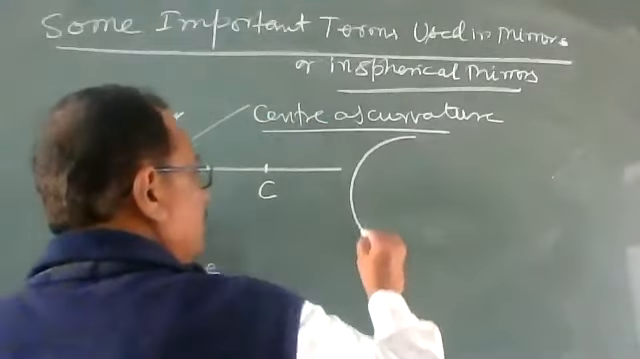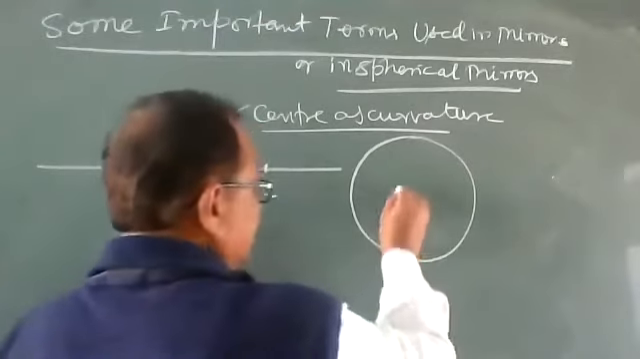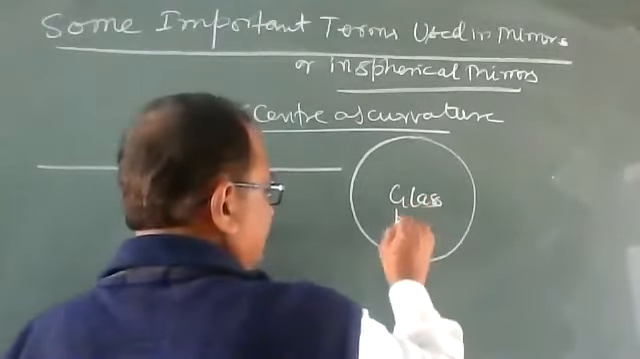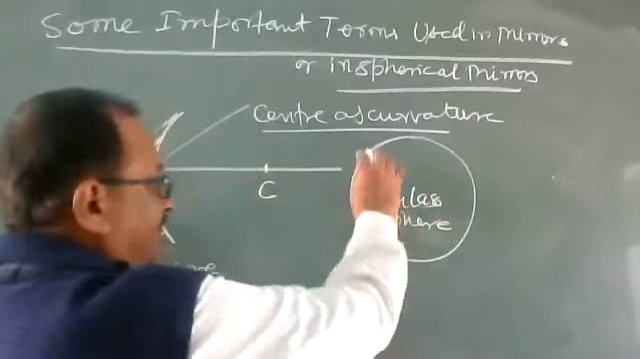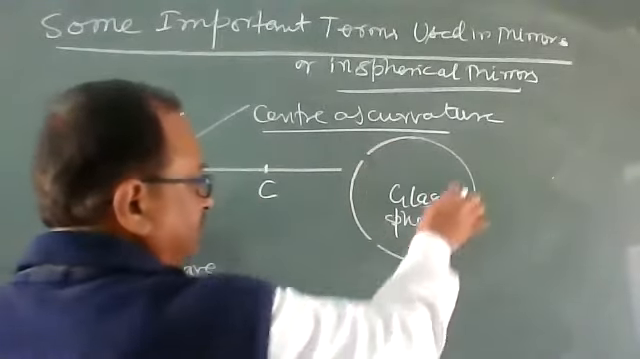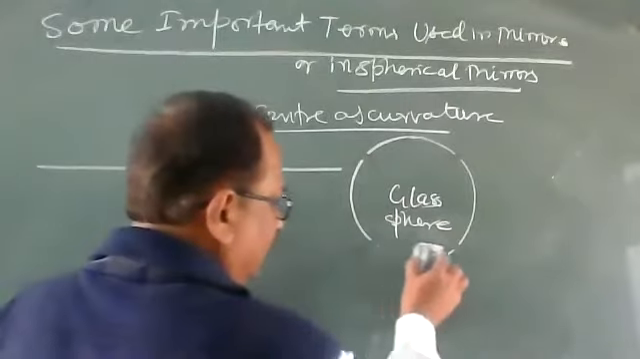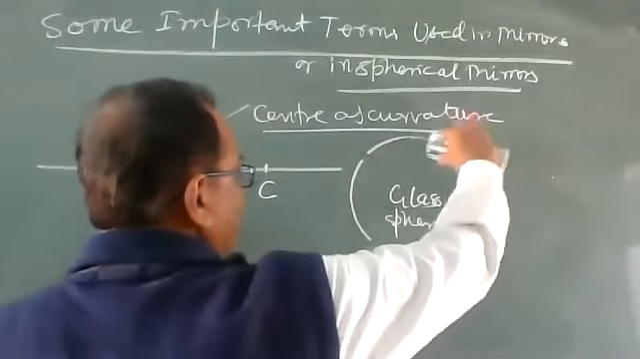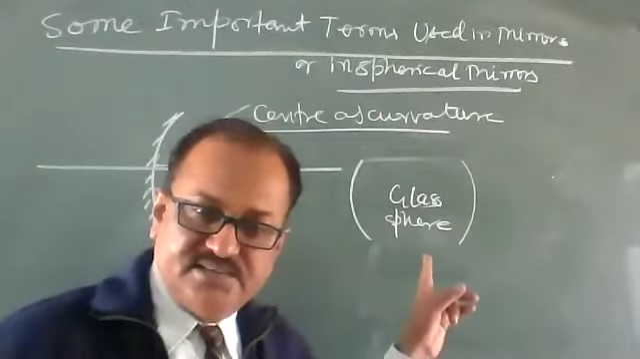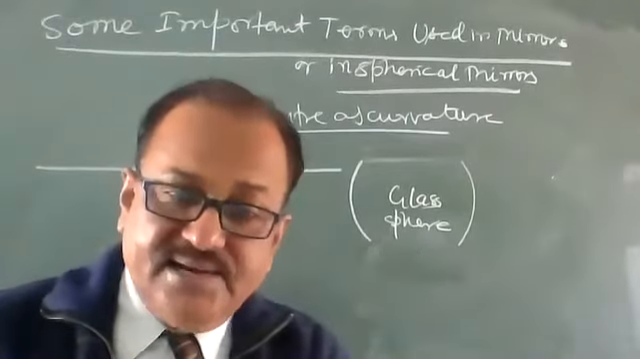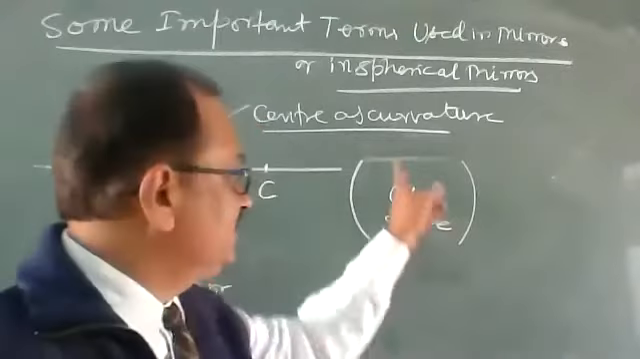If I draw a glass sphere, this is a glass sphere. And if we cut down from this portion and this portion and this portion, is that clear? Here I have removed, and similarly here I have also removed. So what do we get? This is a spherical piece, a part of this sphere.